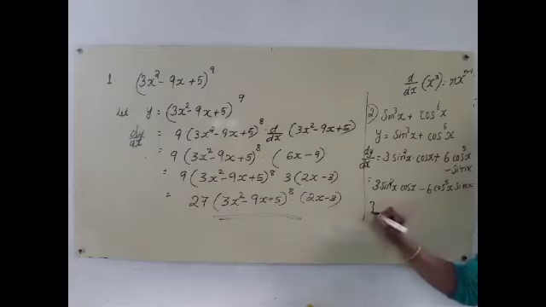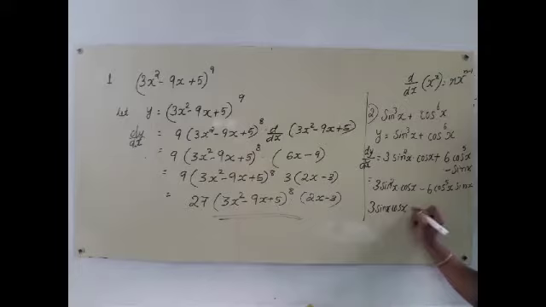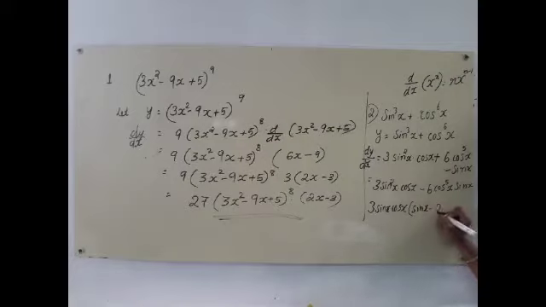We can take 3 sin x cos x as a common factor. Then what do we get here? 3 sin x cos x into (sin x minus 2 cos x).